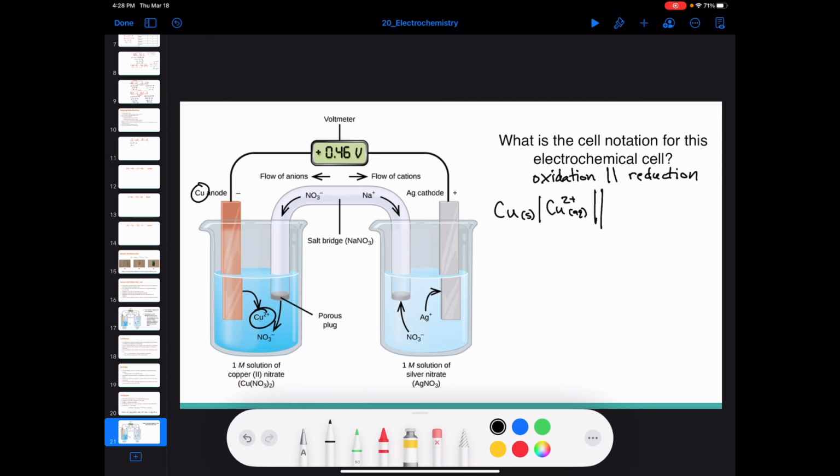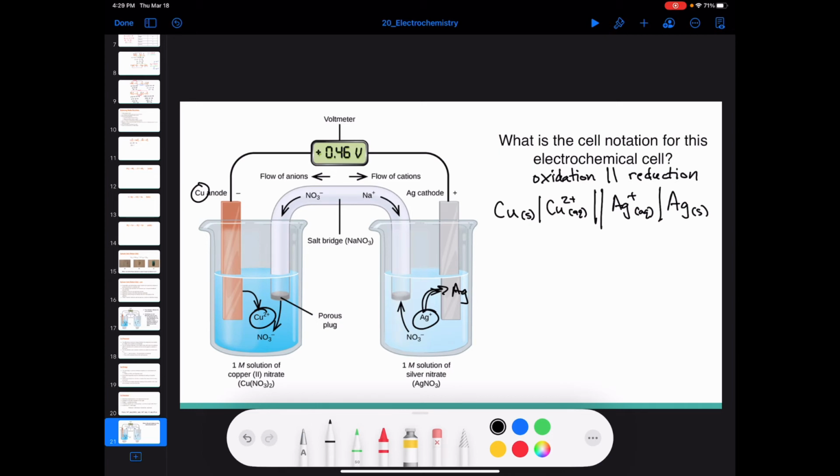And then what's happening on the other side of this? Well, it looks like I've got silver ions that are turning into silver metal, right? So again, silver ions dissolved in aqueous solution, turning into solid silver metal. So just like that, right? So that would be my cell notation for this cell.